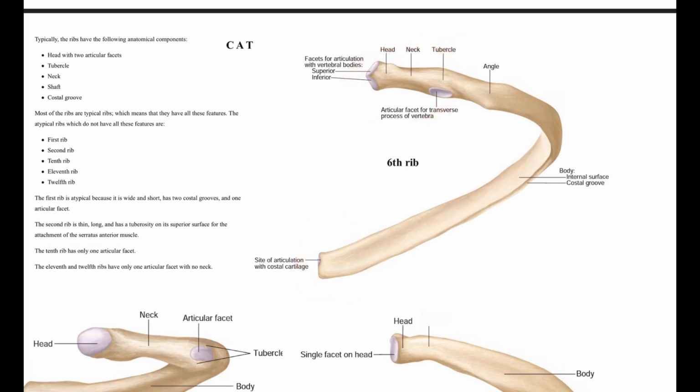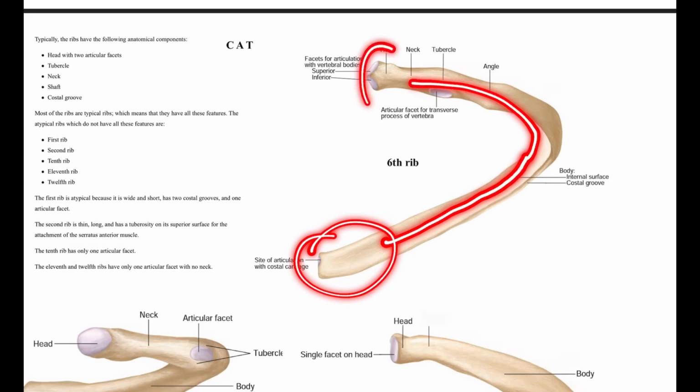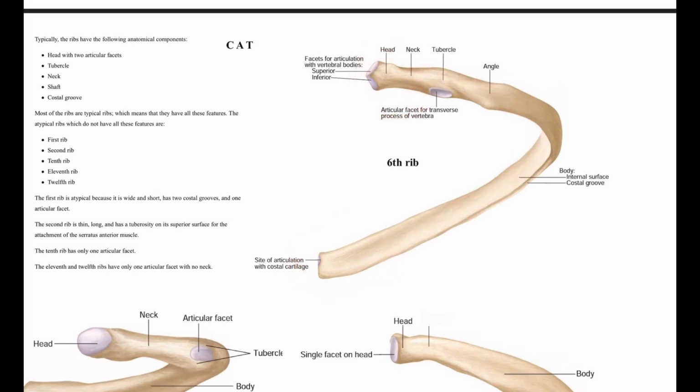It is also known as body. The posterior end consists of head, neck, and tubercle. The shaft is the longest part, and it extends from the anterior end towards the posterior end. So it has 2 surfaces, inner surface and outer surface, and upper border and lower border.